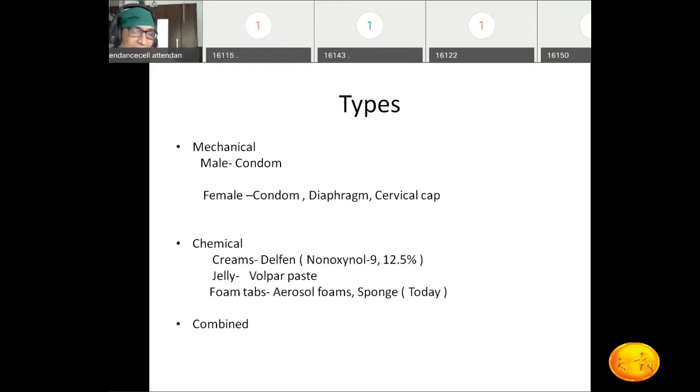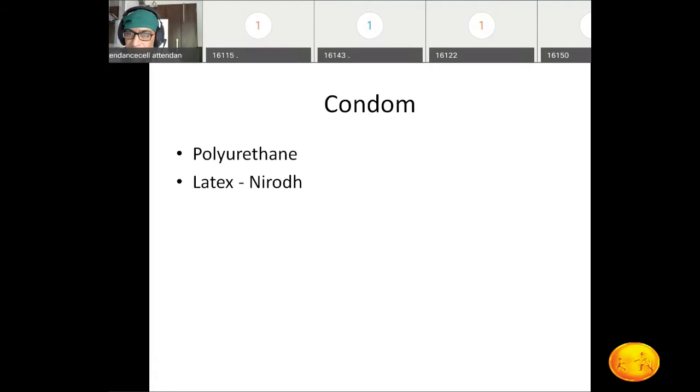Generally, mechanical methods can be used alone. But chemical methods used alone are very less efficient. So whenever both are combined together, that may increase the efficiency. Male condom, obviously, whenever we say condom, generally we mean the male condom, which is the most commonly used. Condom is the most commonly used contraception all over India.